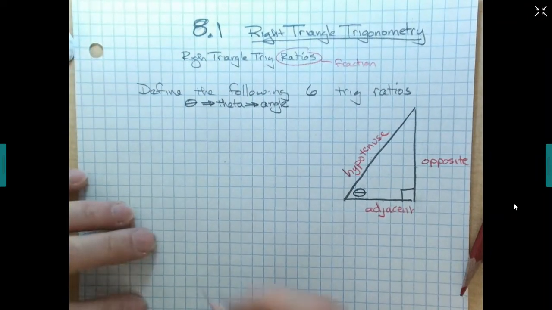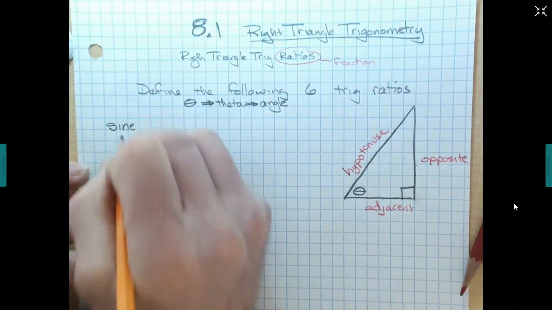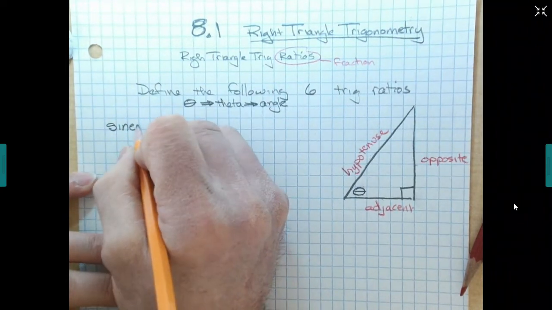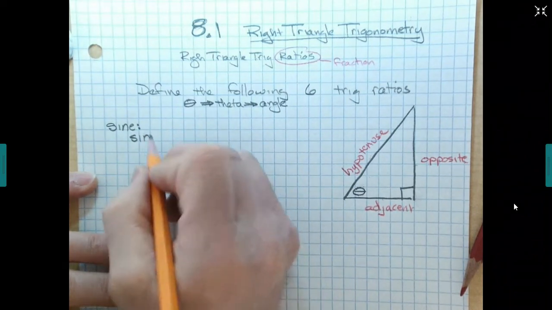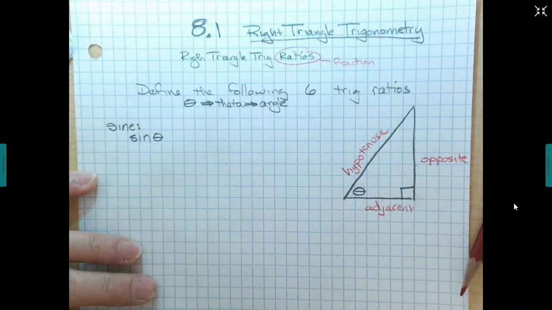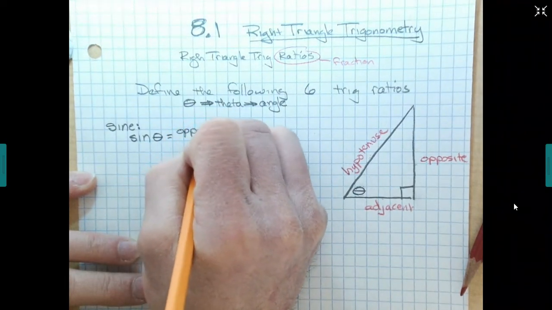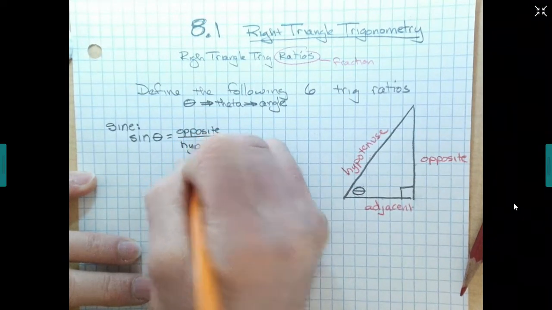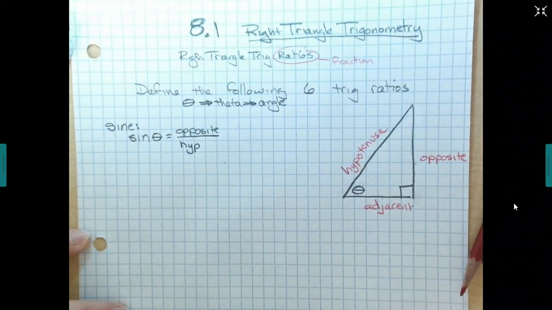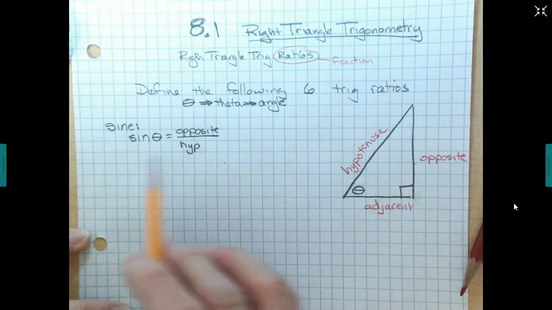So our first ratio is going to be sine, and sine is abbreviated as SIN. The sine of an angle equals opposite over hypotenuse. Leave some space over here because we're going to do something that goes with sine.